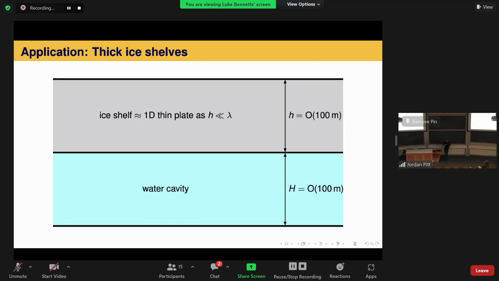And what it means is that in this problem, we have a 1D elastic body, which is floating on the surface of a 2D fluid. And the effect of that is that the ice just changes the free surface condition at the top of the water cavity. And I think it's probably also worth noting that the model that we've ended up with so far is exactly the same as the model that we would have if we had a sea ice cover rather than an ice shelf. Might sound a little odd.